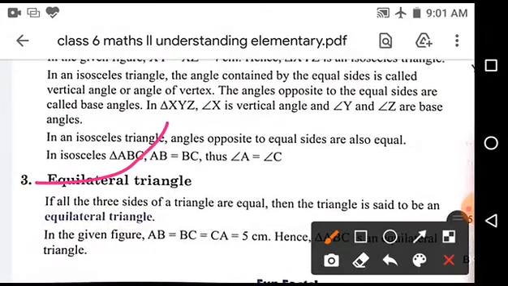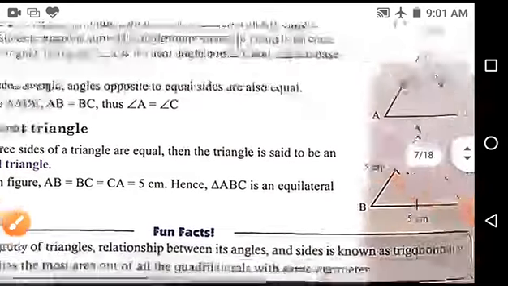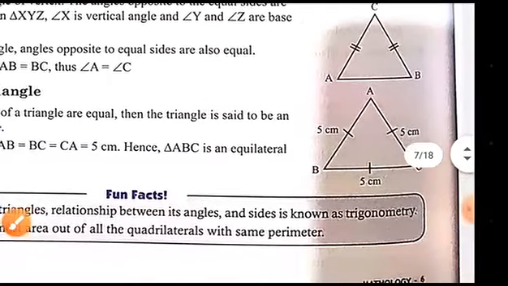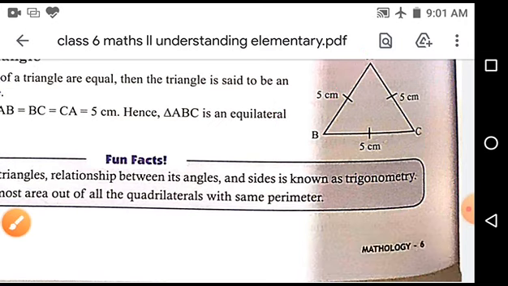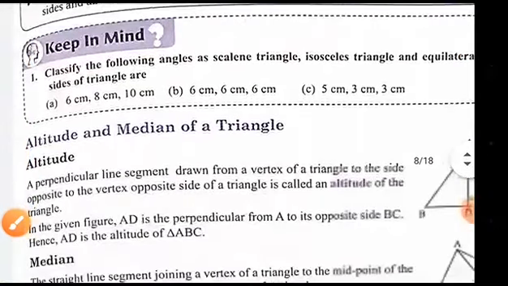Next one is equilateral triangle. If a triangle contains all sides equal, then we can say that this is an example of an equilateral triangle. So in the diagram you can see here, triangle ABC contains equal sides and all the sides are 5 centimeter. So we can say that it is an example of an equilateral triangle. In the case of an equilateral triangle, all the sides are equal and all the angles are also equal, and they are 60 degree. Clear students?